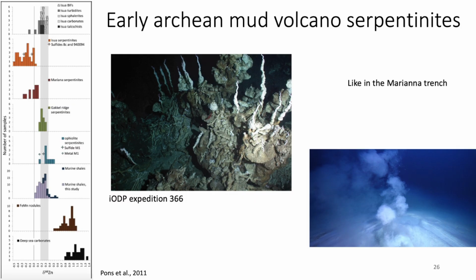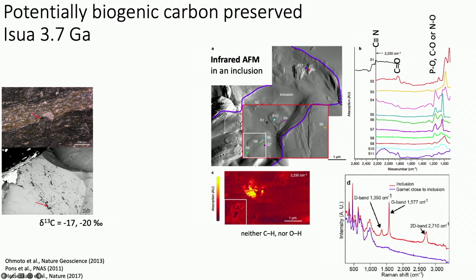So that's in this formation, in Isua. Isua is about 3.8 billion years old. So there was something very closely related to the Mariana system in the Isua rocks. In the Isua rocks, there has also been potentially some biogenic carbon identified, 3.7 billion years old.